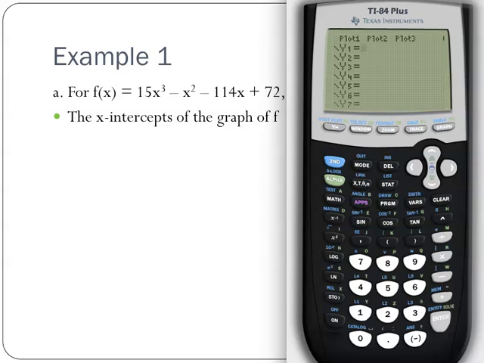I'm going to plug this into my y equals. So 15x cubed minus x squared minus 114x plus 72. You hit graph. And now while it's difficult to see the shape of the graph, we can definitely see where it crosses the x-axis. If you want a better picture of what this looks like, it looks like we want to show more of our y-axis. So I'm going to change the window.